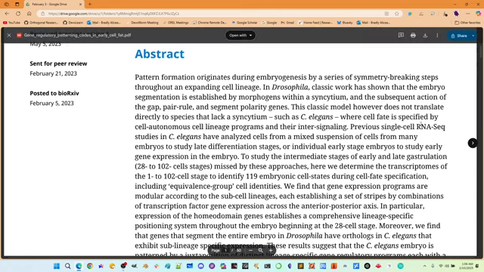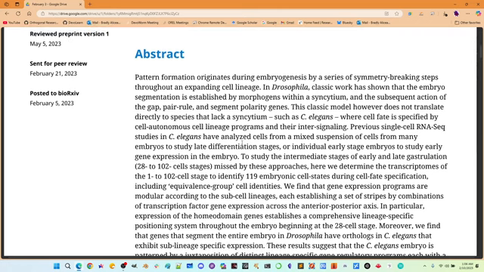Previous single-cell RNA-seq studies in C. elegans have analyzed cells from a mixed suspension of cells from many embryos to study late differentiation stages, or individual early-stage embryos to study early gene expression. So what they're doing here is single-cell RNA-seq. They get a mixed suspension of cells, and they look at the expression of cells in different sublineages in this lineage tree, and it may tell us something about the origins of this asymmetry.